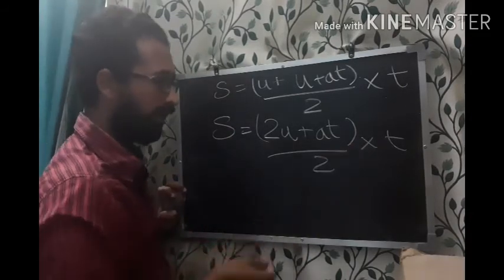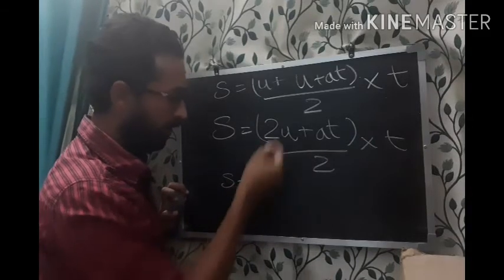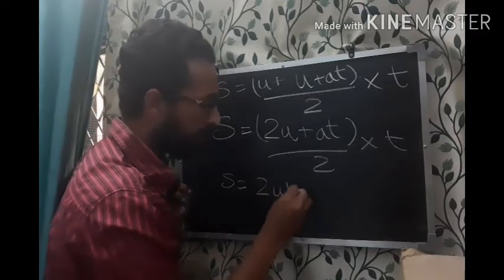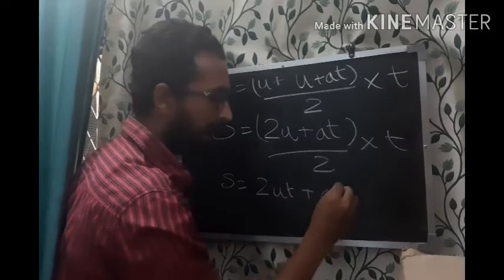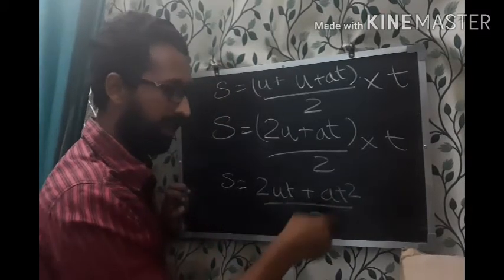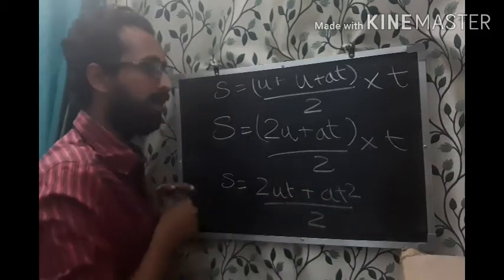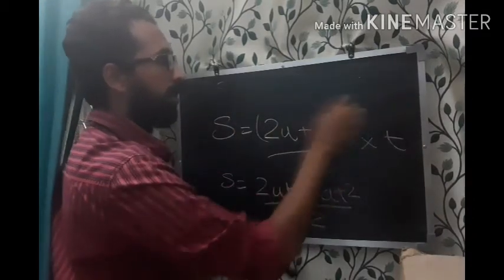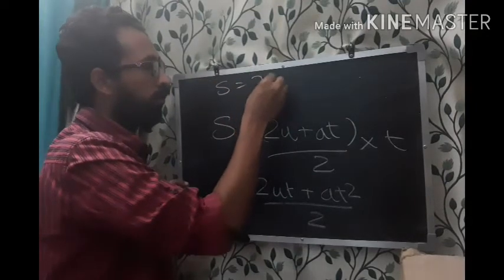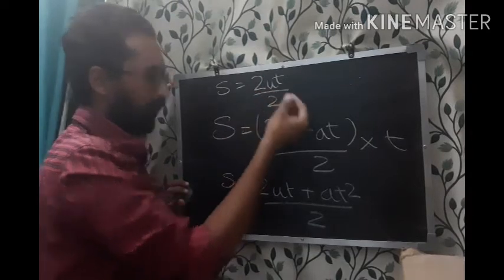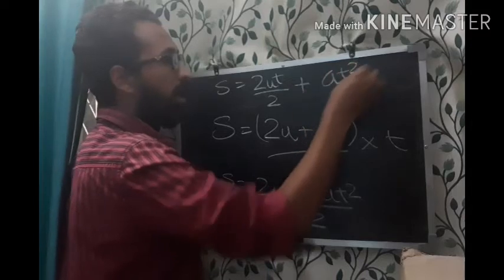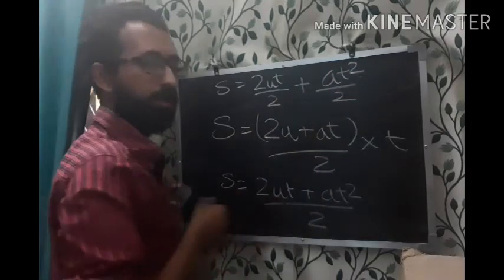What we have to do, first we will multiply the t inside. So the equation becomes 2ut plus at square upon 2. The equation becomes 2ut plus at square upon 2. Now we will write it separately. Now when we write it separately, S is equal to 2ut upon 2 plus at square upon 2. This will be the equation.